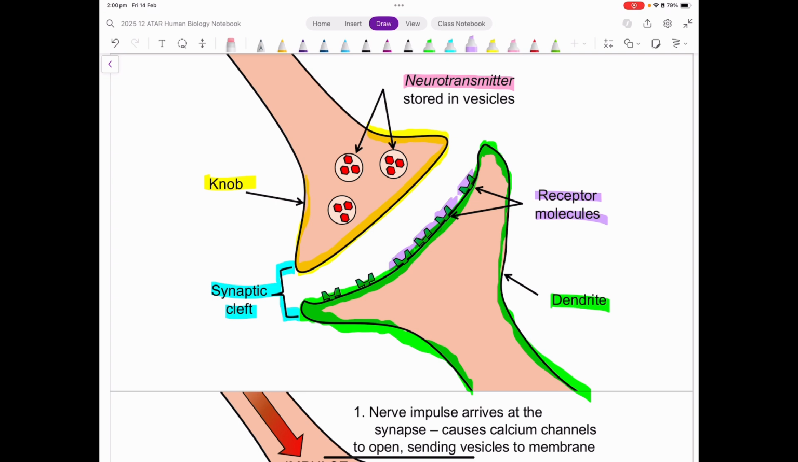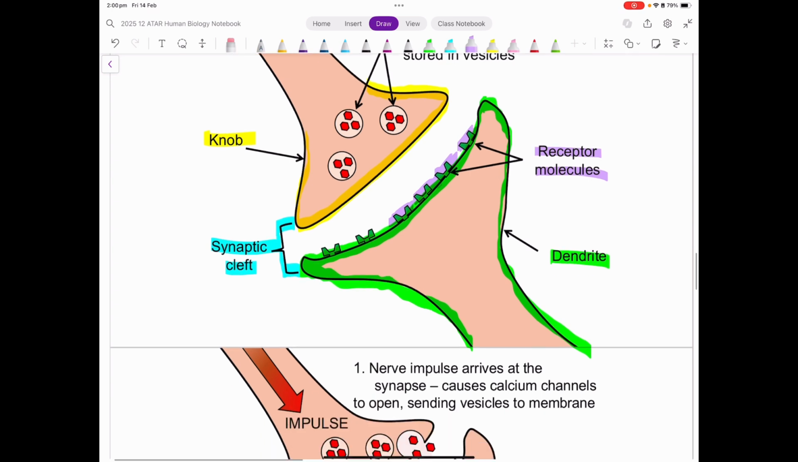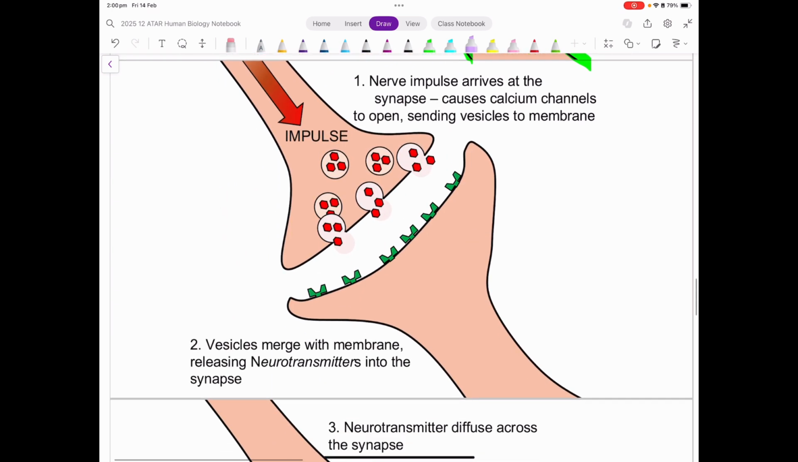So what actually happens? How is a message sent from this axon terminal to the next dendrite? There are 5 key steps. The first step, I'll use a different colour to represent each. A nerve impulse arrives, and we can see this impulse arriving at the end of the axon terminal. It arrives at the synapse.